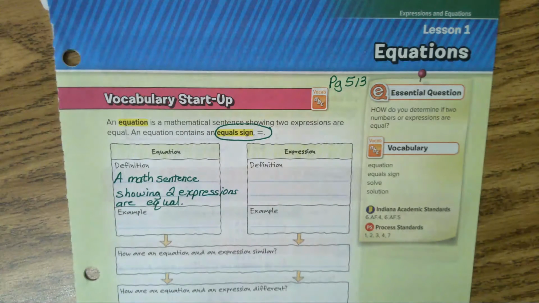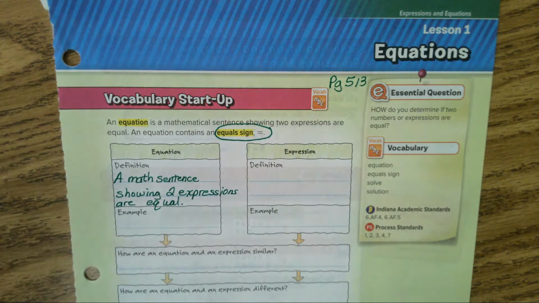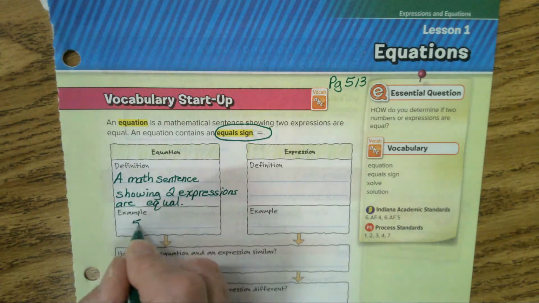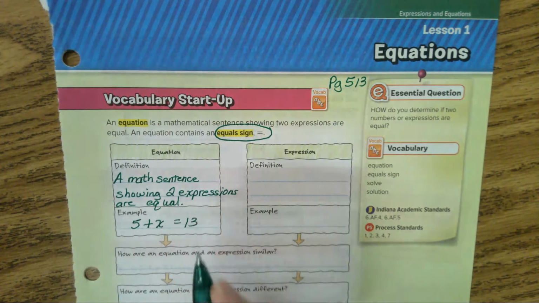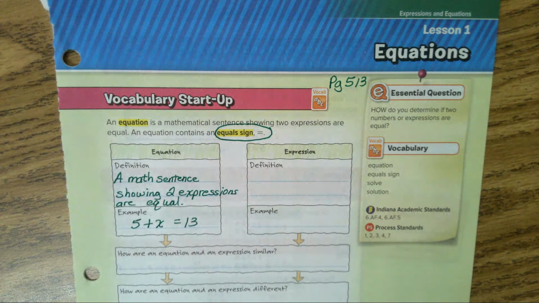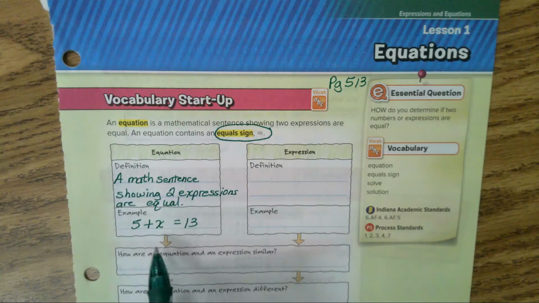Now we're going to give an example of this. Who would like to give an example of an equation? Anyone? Okay, it is early. This is an example of an equation. It's very easy. 5 plus x equals 13. That's an equation, kids. It's a math sentence with a variable. Okay? Any questions on that? That's an equation. An equation has an equal sign.